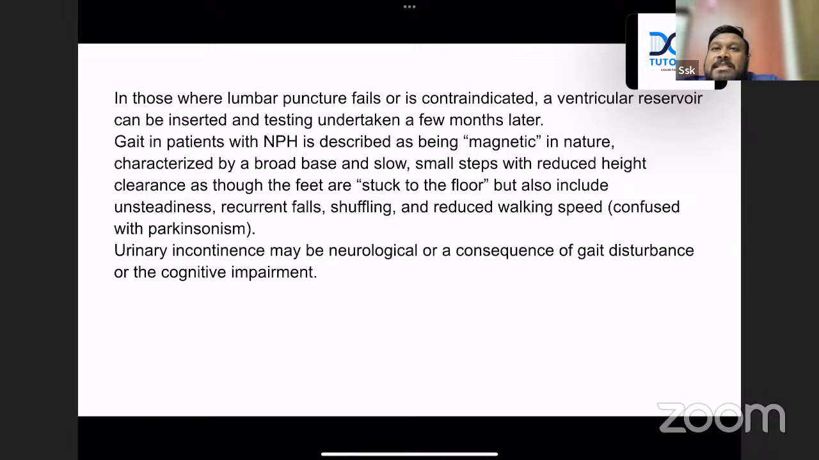In those cases, when the lumbar puncture fails or is contraindicated, then a ventricular reservoir can be inserted and testing can be repeated after a few months. Gait in these patients is classically described as being magnetic. They will walk as if they are stuck to the floor, with a broad base, slow, small steps, and reduced height clearance. So it is very much confused with Parkinsonism. And urinary incontinence may be neurological or a consequence of gait disturbance or cognitive impairment.